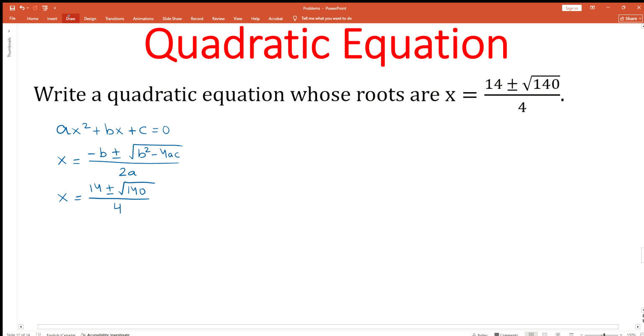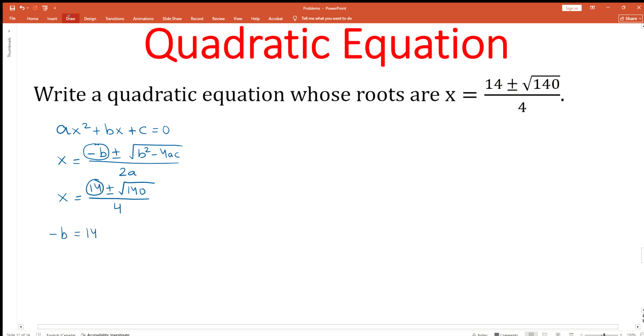We can compare the terms in the quadratic formula and in the given roots to find the values of a, b and c. As you can see, the given roots are in quadratic formula setup. As per the comparison, we can see that the value of negative b is equal to 14. So we get negative b is equal to 14.